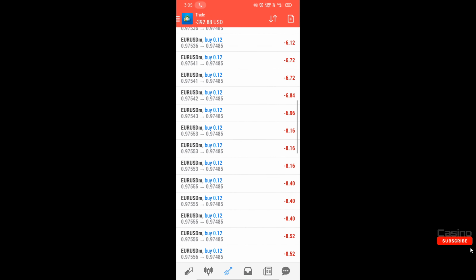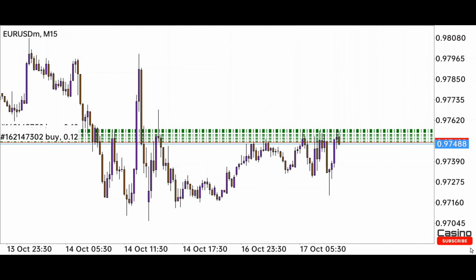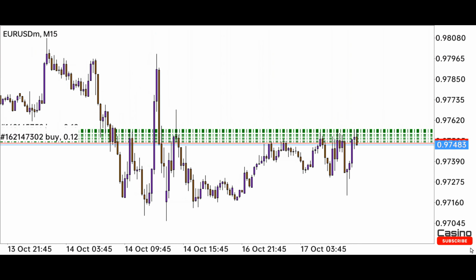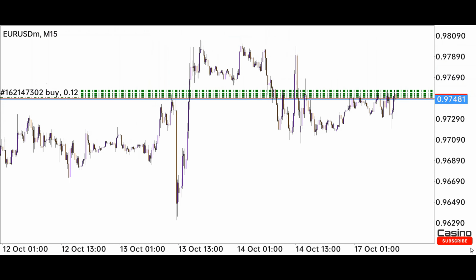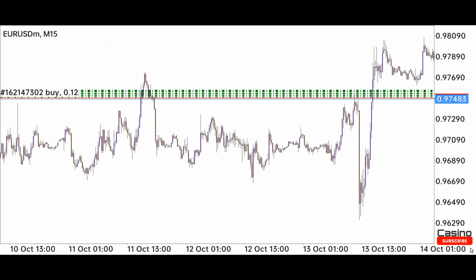Guys, directly we got to see the loss, which is of $380. Let's see how long we can hold it. If the market goes according to us, there will be profit. If the market goes against us, then there will be a loss. One of the two conditions will happen. Let me now explain to you the reason I have placed the buying trade.